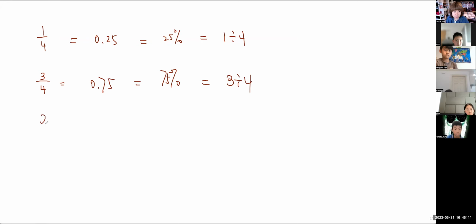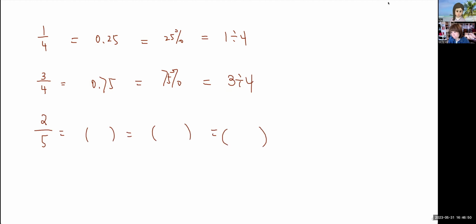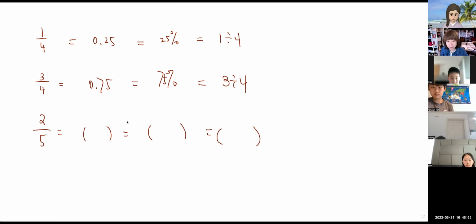Okay, so if I give you 2/5 equals what? Lilac? 0.4. Very good. 0.4 and 40%. Very good. And last but not the least, equals to 2 divided by 5. Very good, Lilac. Good job. Okay. So next one, I'm going to do a little bit harder.